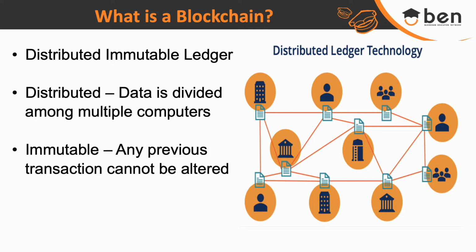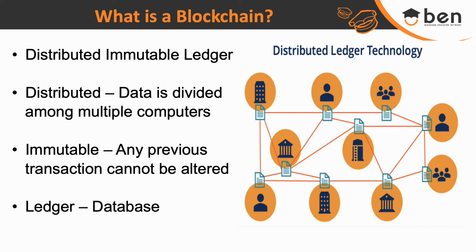Also, the data is immutable, which means that any previous transactions cannot be altered. You can write new transactions and also read previous ones, but you cannot edit or delete them. Now, this gives a very important characteristic to the blockchain data, which is protection from tampering.